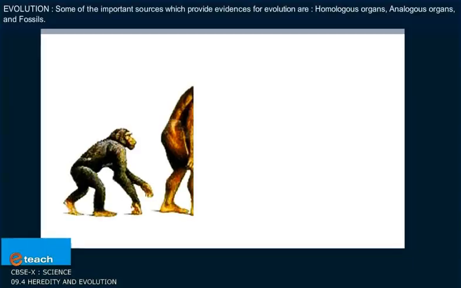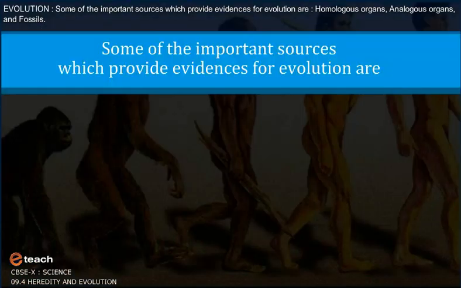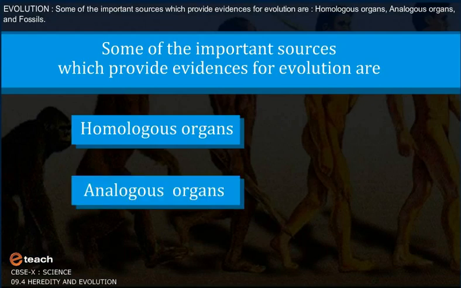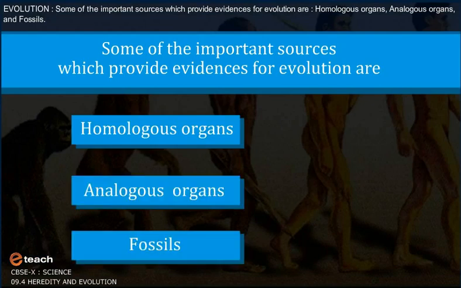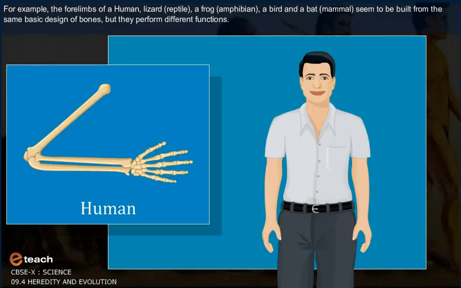Evolution. Some of the important sources which provide evidences for evolution are homologous organs, analogous organs, and fossils. There are many organs in different groups of animals or plants which all seem to be built from the same basic design but are used for many different purposes. These are called homologous organs.